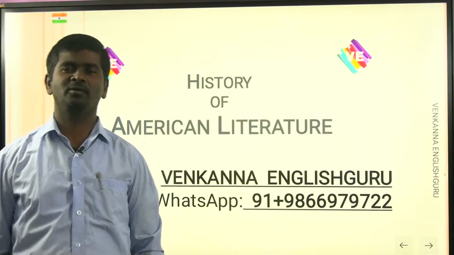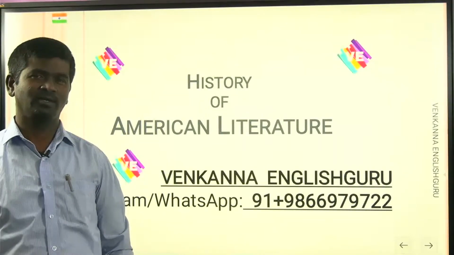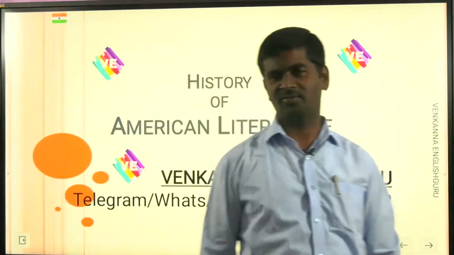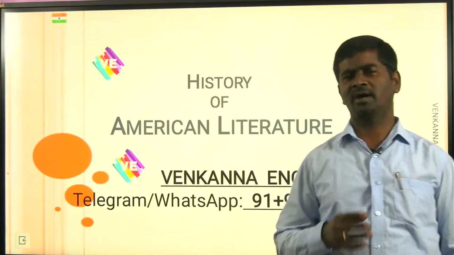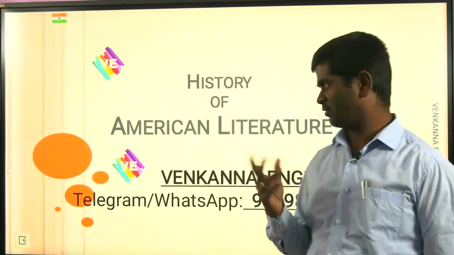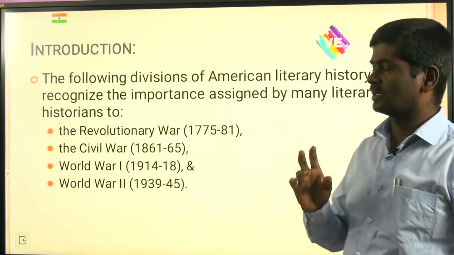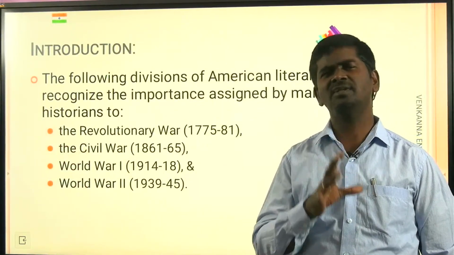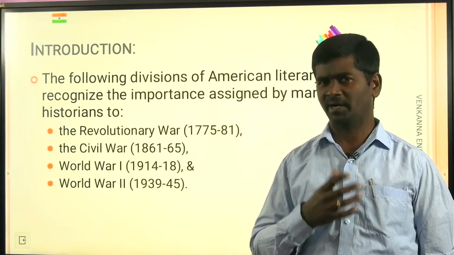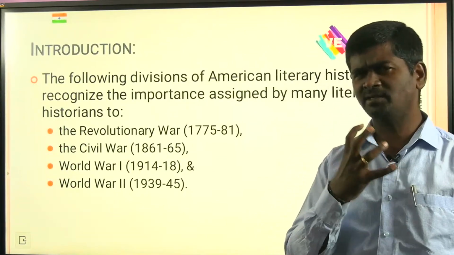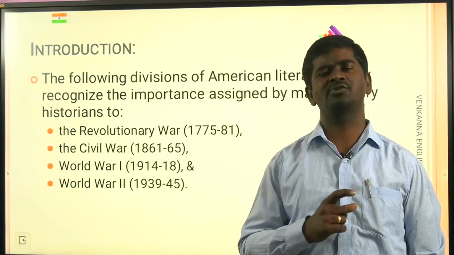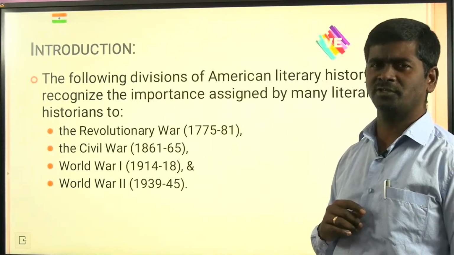Friends, we have started a topic called History of American Literature. We had only one class with regard to History of American Literature. Today we are going to have a second important class about American literature. Friends, we discussed the concept of American literature actually sub-classified based on different historical incidents by a number of historians. And the major historical incidents that influenced further classification of American literature were four major important revolutions.